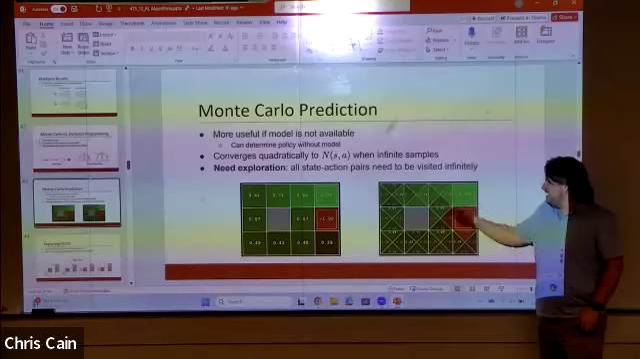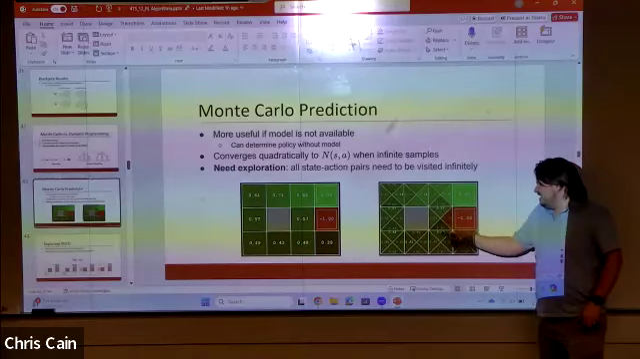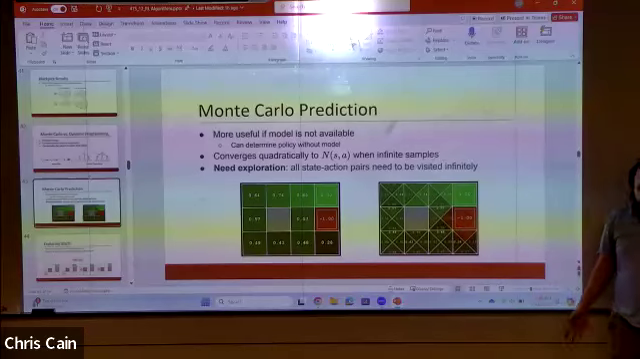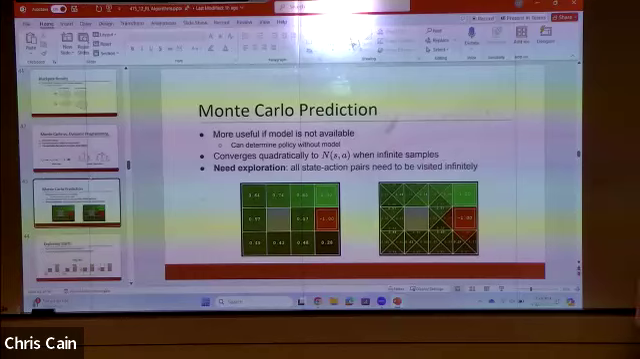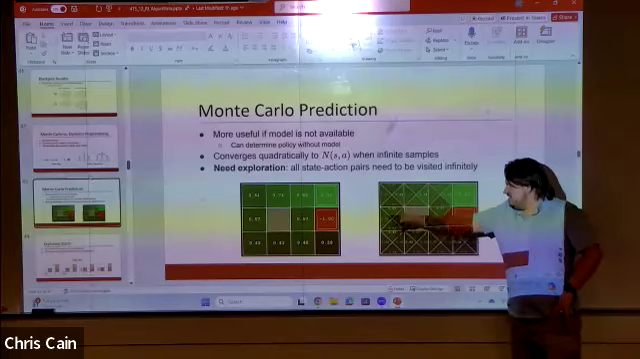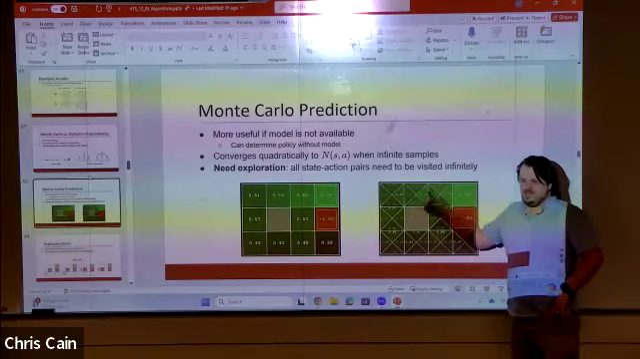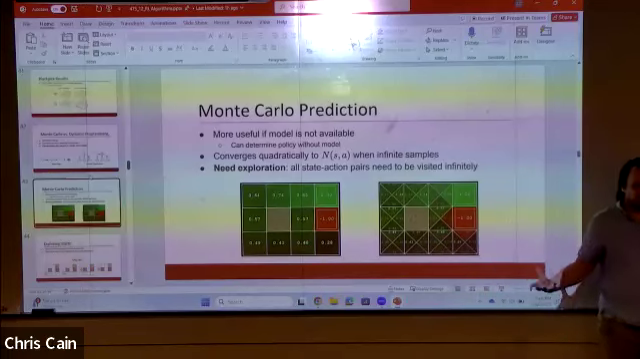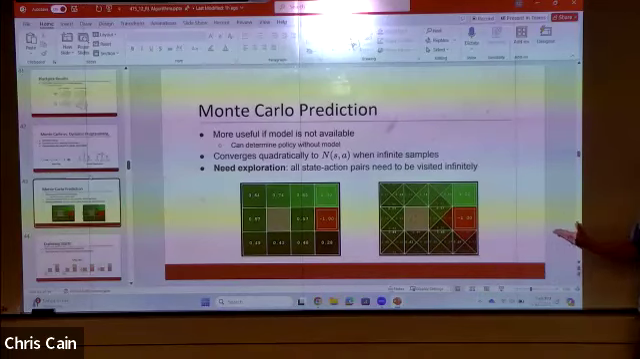Because if you move here, great, and if you accidentally move here, suddenly you're going to be in a worse situation than you were because you're a single move away from losing the game instead of winning. But it converges given an infinite number of samples, so if you played this game forever, the actual value of being in each one of these states or being in each one of these states and choosing a particular action would converge to these values.